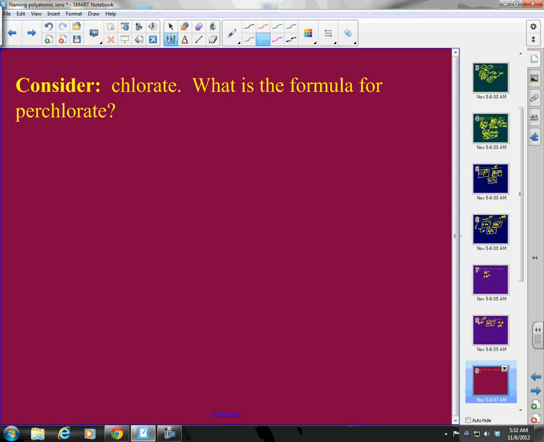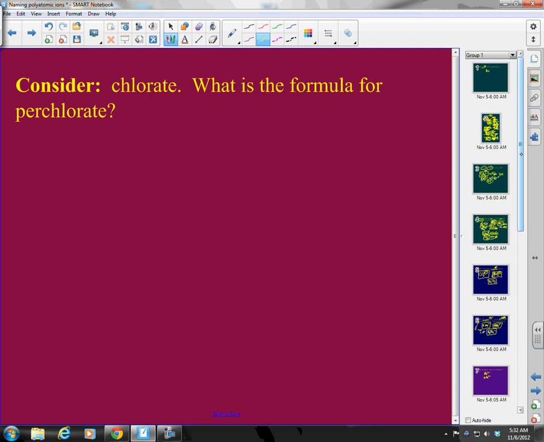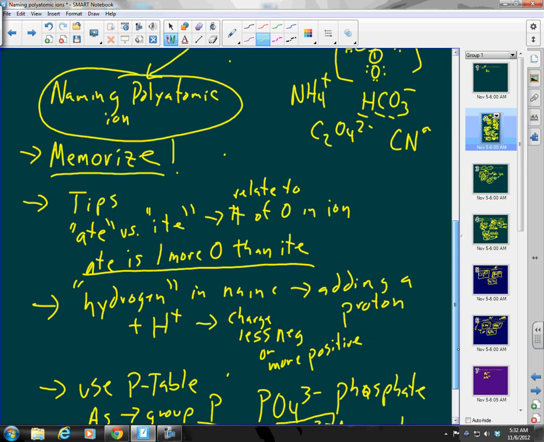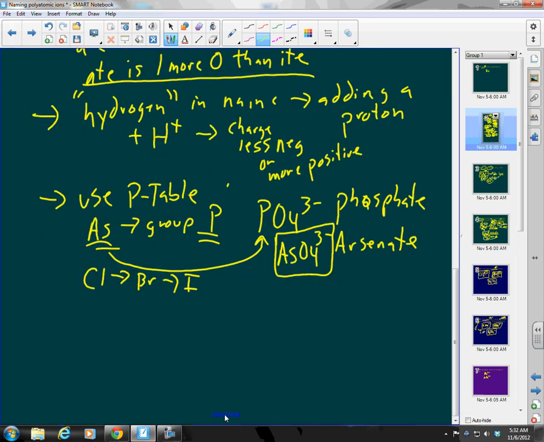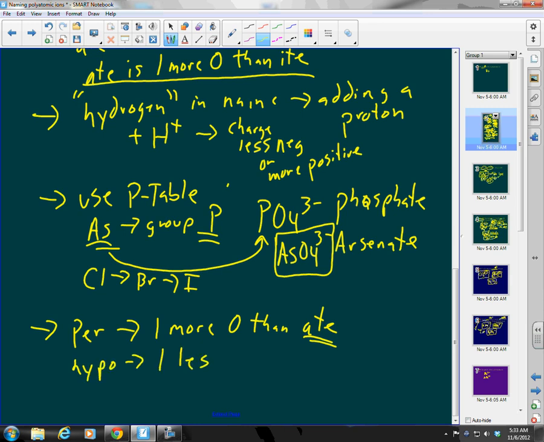Now, chlorate. What is the formula for perchlorate? Ach du lieber. Now we have added a prefix. Oh, Mr. Smith. Here we go. Let's talk about how some prefixes help us. Per, that means 1 more oxygen than ate. And there's another prefix, hypo, and hypo means 1 less oxygen than, what do you think? Ate. Good. So if we know our ates and ites, we can get our pers and hypos.